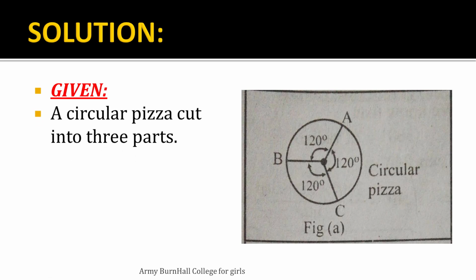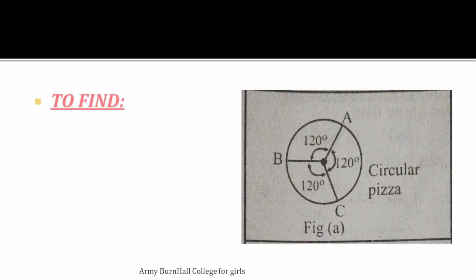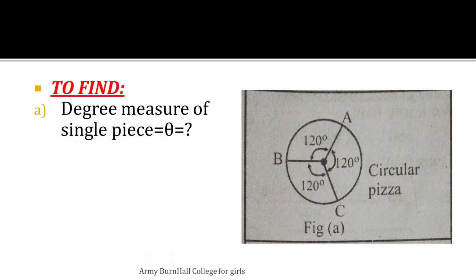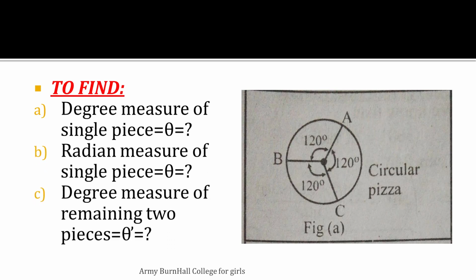So we have a circular pizza cut into 3 equal parts. Arcs AB, BC and CA make an angle of 360 divided by 3, which is 120 degrees, with the center. To find: part A, the degree measure of a single piece; part B, the radian measure of a single piece; and part C, the degree measure of the remaining 2 pieces, theta prime.